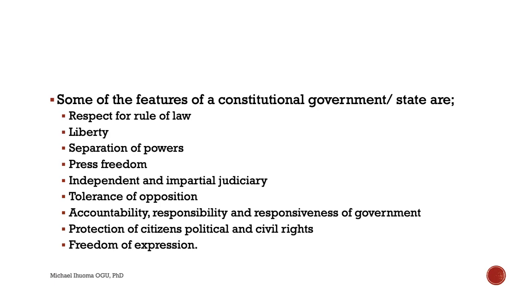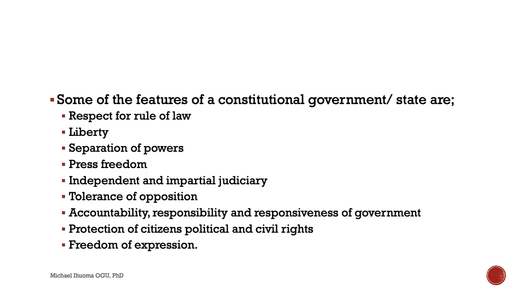All right. Now, these are some of the features or characteristics of a constitutional government. There's respect for rule of law, there's liberty, there's separation of powers, there's press freedom, there's independent judiciary, there's tolerance of opposition, there's accountability, responsibility, responsiveness of government as well.